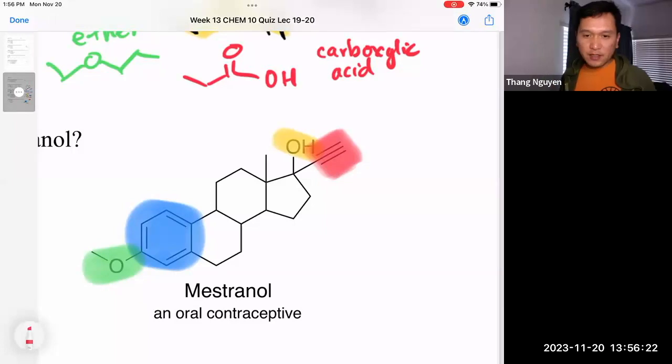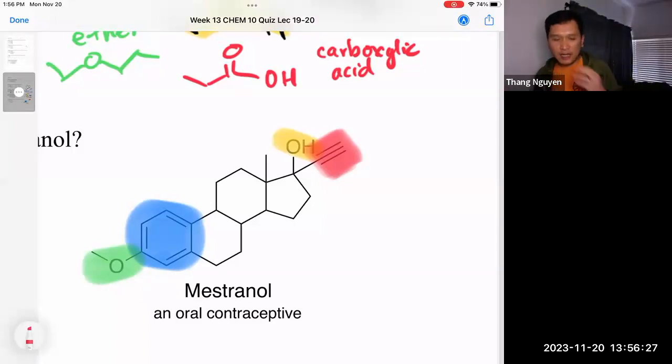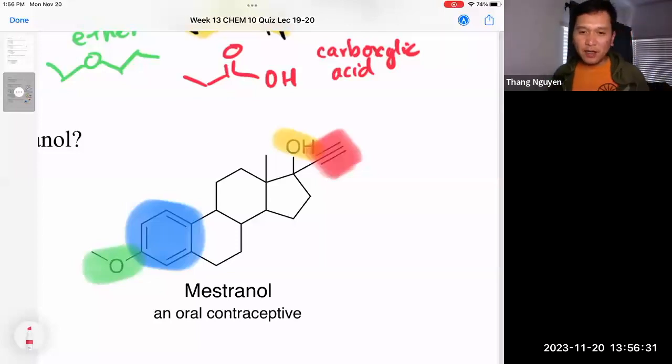Notice the carbons in the center I didn't highlight because they're just boring hydrocarbons. They don't actually have a functional group. Actually, you could call them a functional group, but they're not exciting. So they're just alkanes.